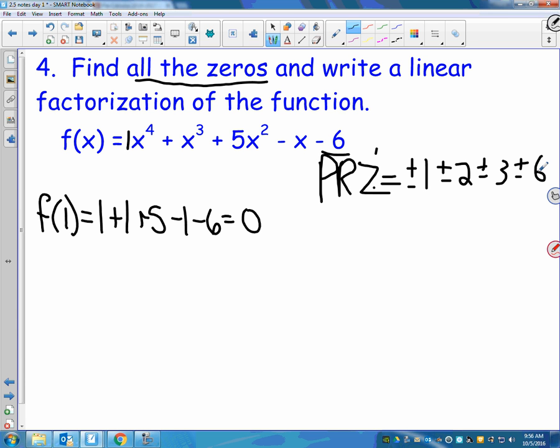What should you do when you find one that works? Plug it in. This synthetic stuff. Divide it out, yes. And since this is a 4th degree, when we divide it out, we're still going to have a 3rd degree, which means that you're probably going to have to keep guessing, but I'm going to go ahead and divide this out.